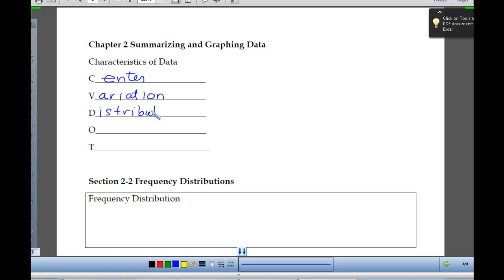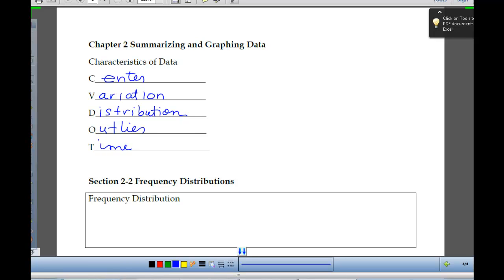Distribution talks about where the data is located. Is it all equally likely to occur? Do we have values in the center that are more likely to occur? Are values on the left or the right more likely to occur? We'll look at how we can determine that. We're going to be interested in outliers, and if it's appropriate, we'll be interested in what data looks like over time.